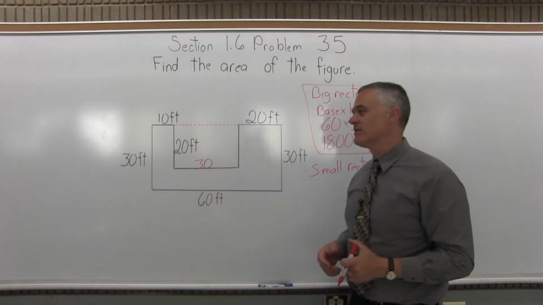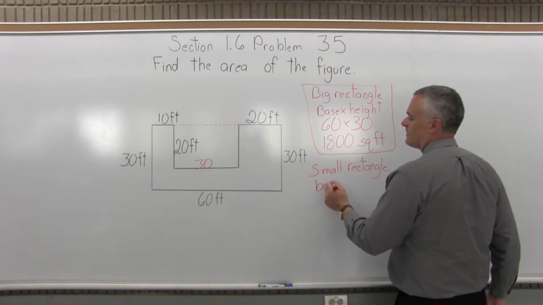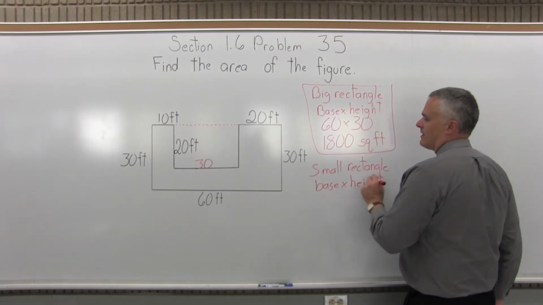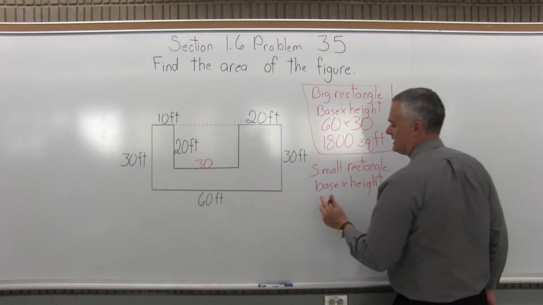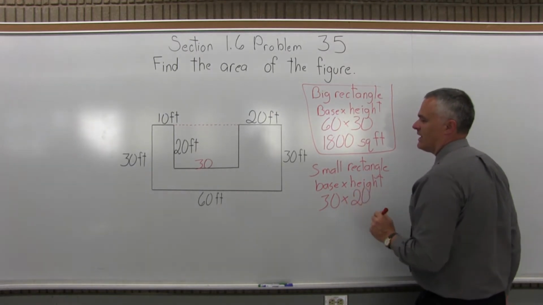That's part of the trick. You have to be able to figure that out. So the small rectangle, base times height, is 30 feet for the base times 20 feet for the height.